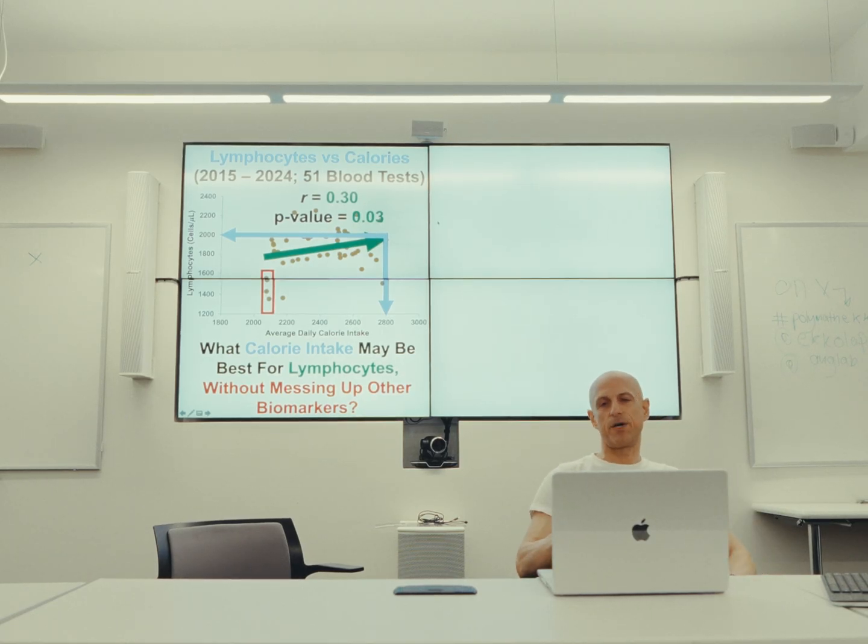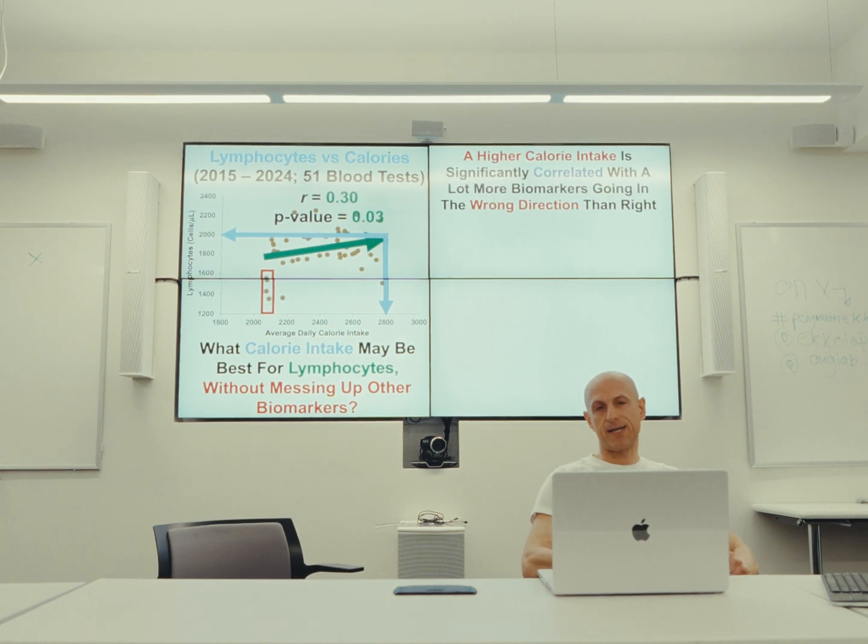That's important to say because it's easy for me to just focus on 1 or 2 or 3 biomarkers, but my goal is to optimize everything across the board. It's not just one organ system or one aspect of health. It's do an intervention and see what it looks like across the board, and then whether the net effect is positive for the sum of those biomarkers, neutral or detrimental, and then I course correct based on that. So a higher calorie intake in my case, which is one argument against going too high for calorie intake to increase lymphocytes, is significantly correlated with a lot more biomarkers going in the wrong direction than right.